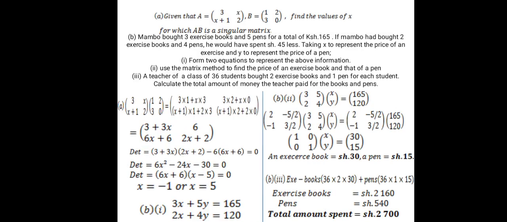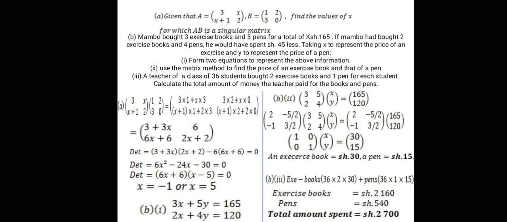Given that A is equal to the matrix 3x, x plus 1, 2, and B is equal to the matrix 1, 2, 3, 0, find the values of x for which AB is a singular matrix.